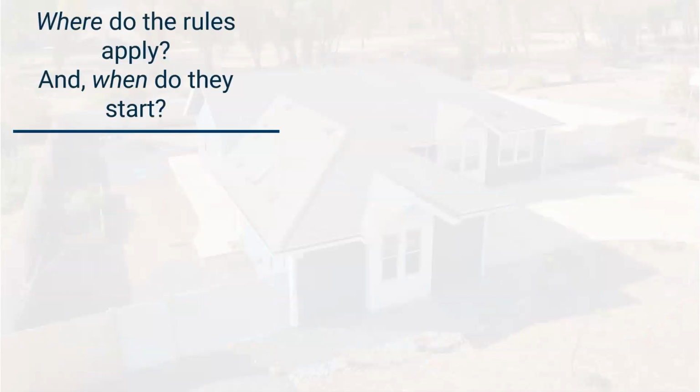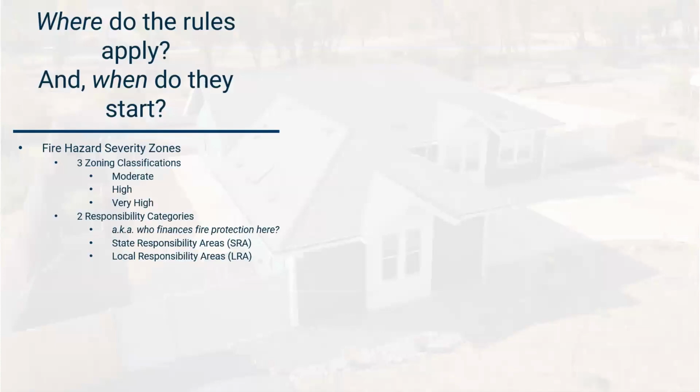Okay, so where do the rules apply and where do they start? I'm going to first remind us of some of those categories just so that we keep them in our brain. We have fire hazard severity zones, and within those, we have 3 classifications: moderate, high, and very high. And then we have 2 responsibility categories. Essentially for this, it's who finances the fire protection here. Now, we don't actually have to worry about that too much. In the state of California, there's a tremendously robust mutual aid system. So we in the state don't care whose land the fire is affecting. We go and get after it no matter what. But there are areas that the state has responsibility for and areas that our local fire protection districts have responsibility for. Those categories will differ in where the rules apply.